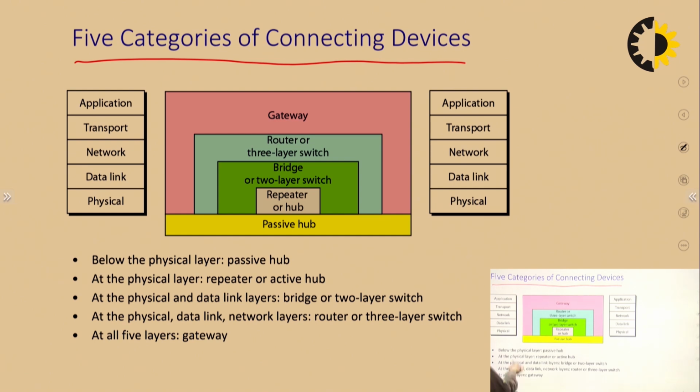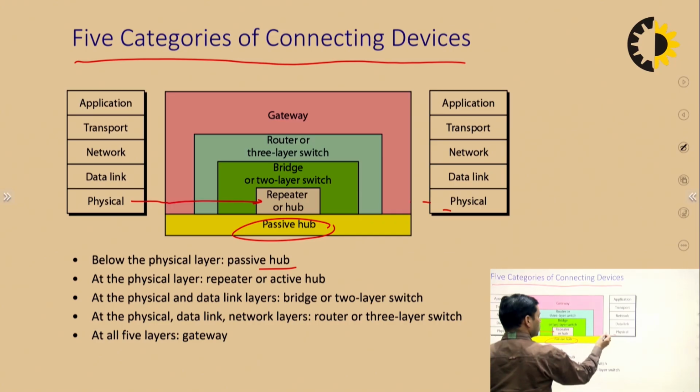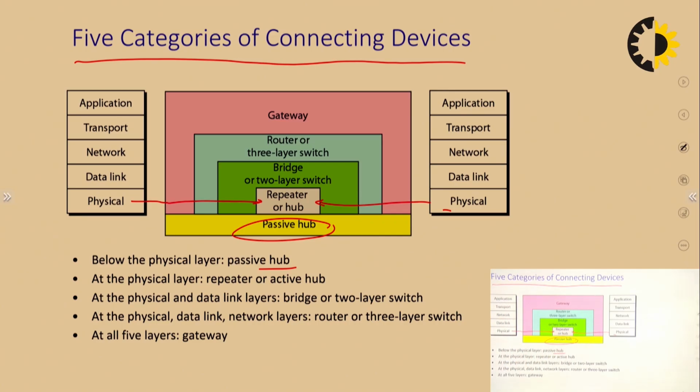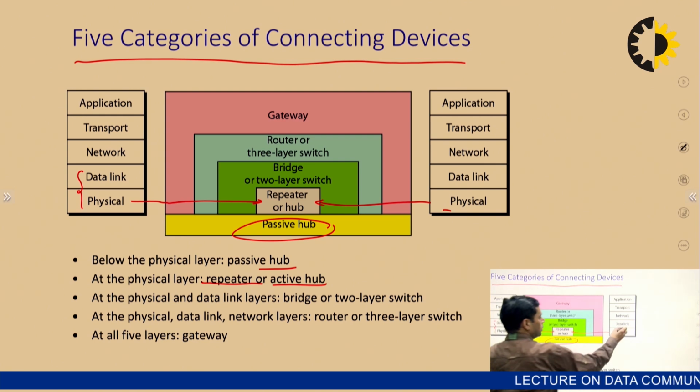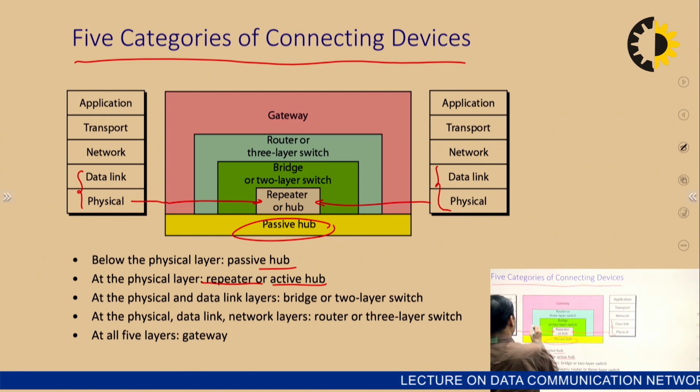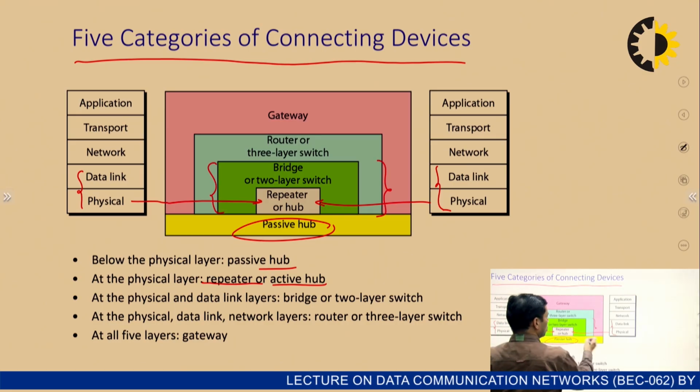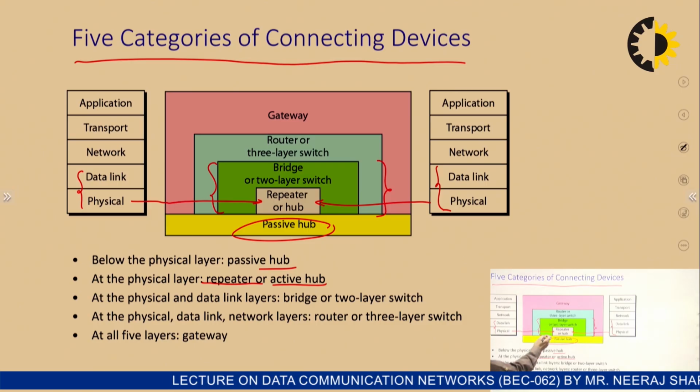As you can see here, below the physical layer, the passive hub is used. After that, at the physical level, the physical layer is connecting with the repeater or hub only. So, when we are connecting devices at the physical layer level, a repeater or active hub should be used here. If we are connecting data link or physical with data link or physical, then bridges should be used here. Bridges or two layer switch.